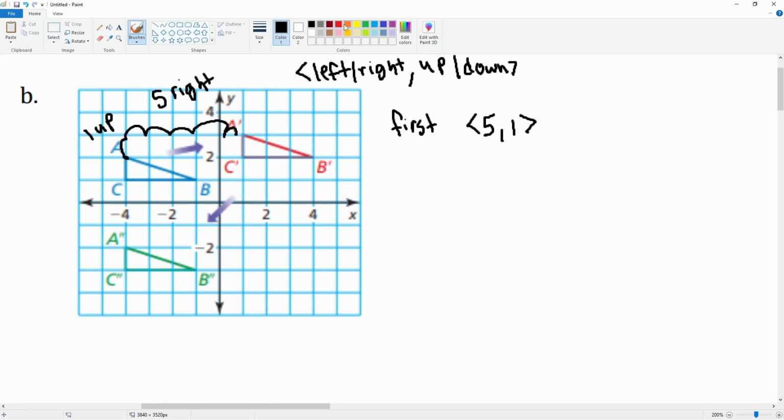Then the second one, let's see. Let's grab A here. We went here. So it went 1, 2, 3, 4, 5, 5 down. And then we went 1, 2, 3, 4, 5, 5 left. So here's the second: 5 down, 5 to the left. Oh, sorry. Again, we have to do left and right first. So 5 left, that's a -5. 5 down means a -5 down. So there you go. Again, left is negative, right is positive, up is positive, down is negative.